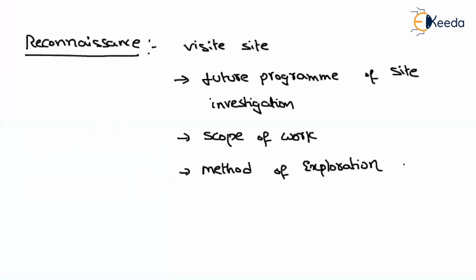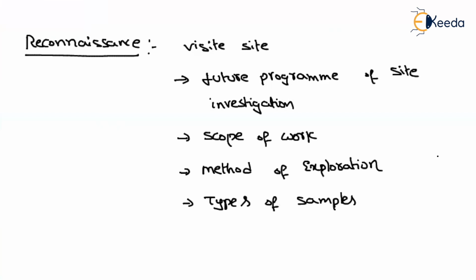Depending upon the site and the properties of the soil at the site, they will decide the method of exploration. And also they will decide the types of samples. We'll discuss this in the coming videos. There will be types like disturbed samples or undisturbed samples. By seeing the site, they will think about which type of soil has to be taken and how many samples have to be taken. All these things they will study in the reconnaissance survey.